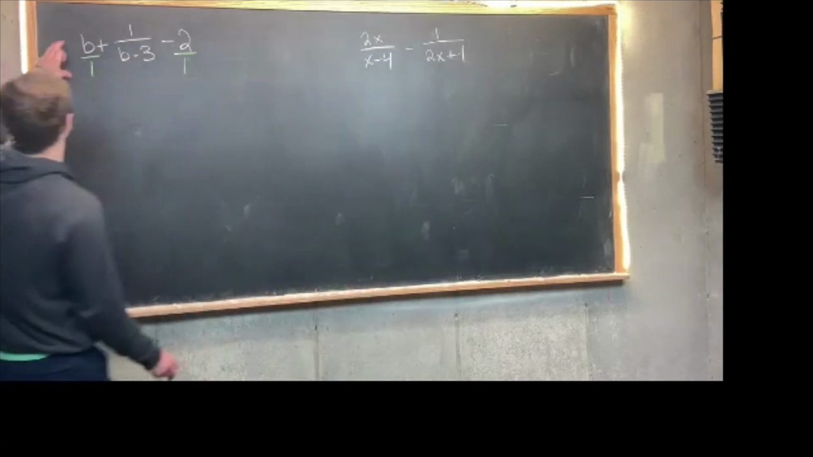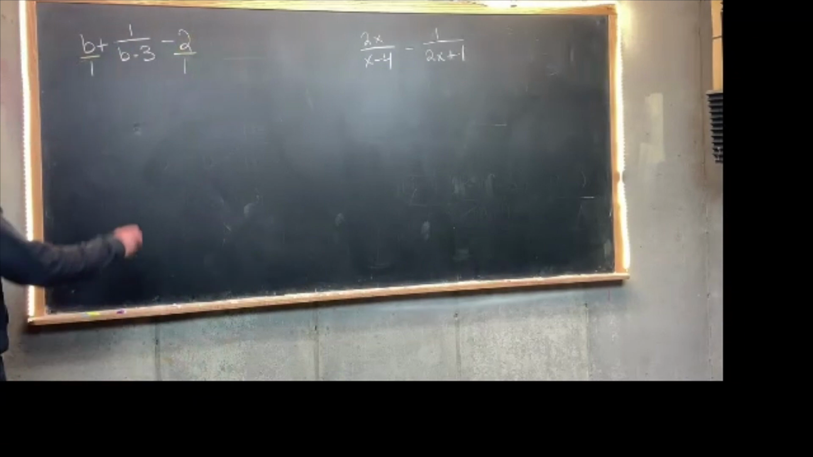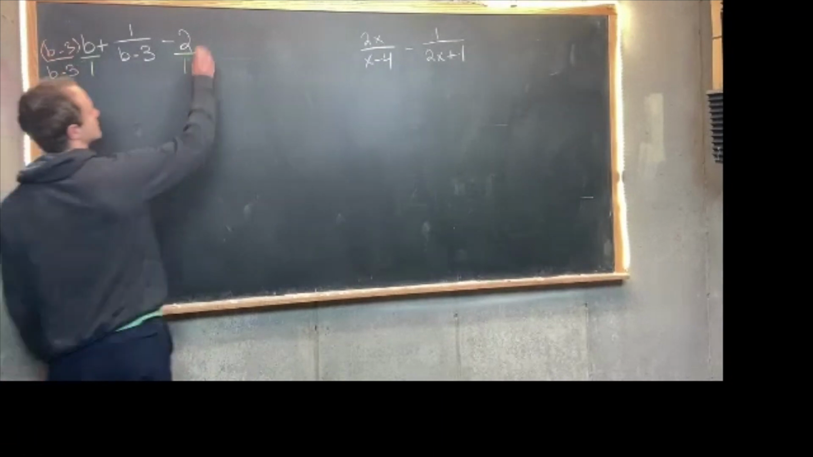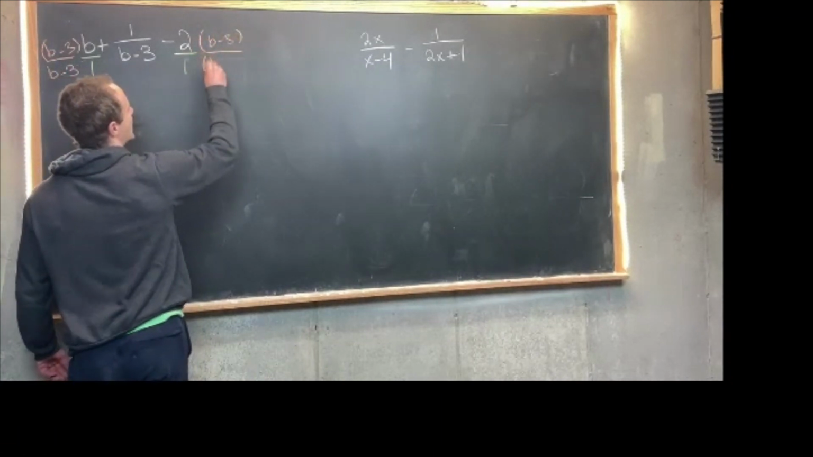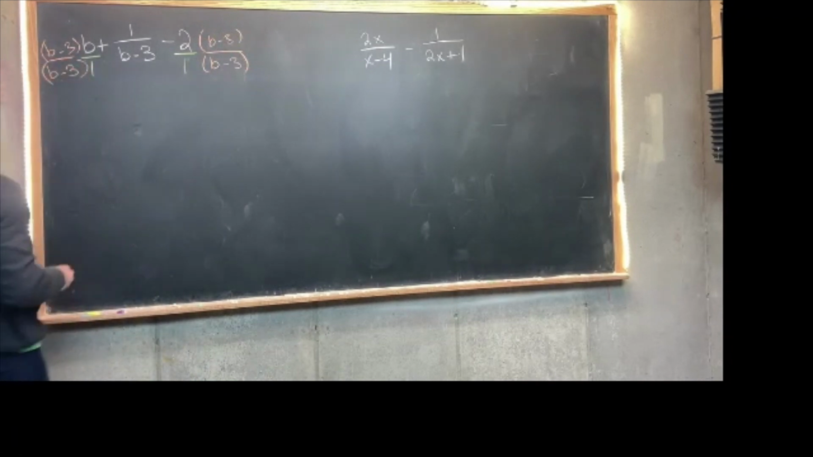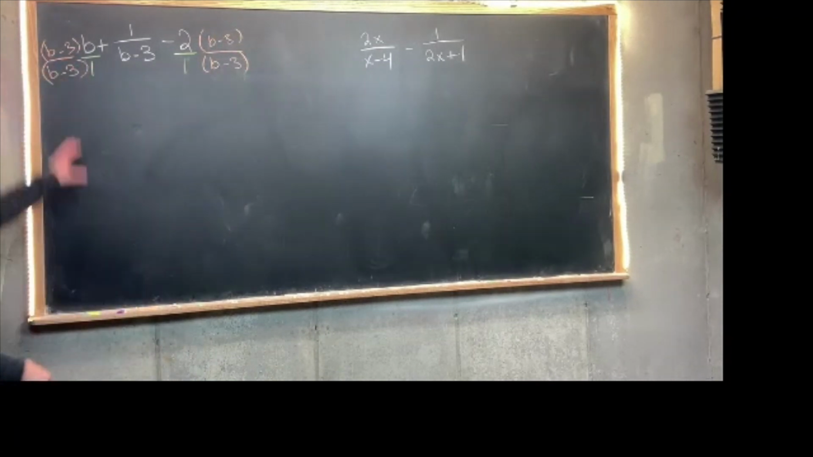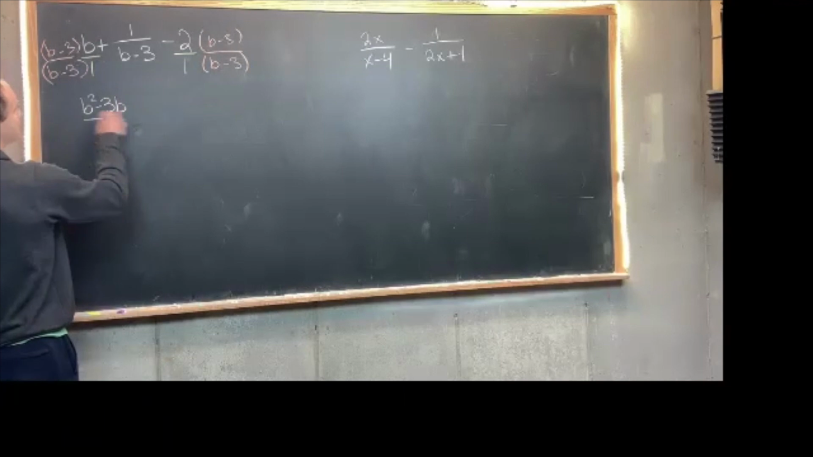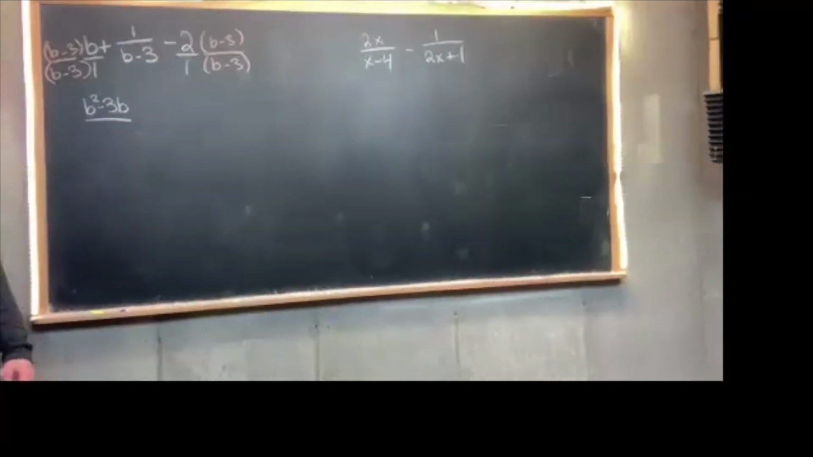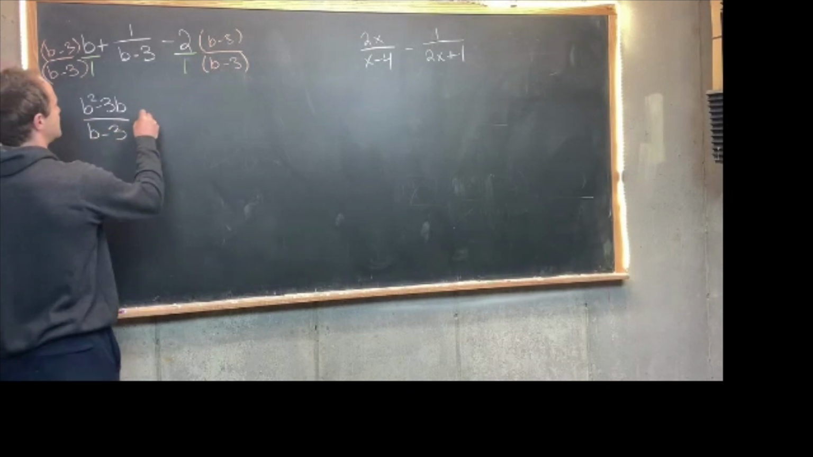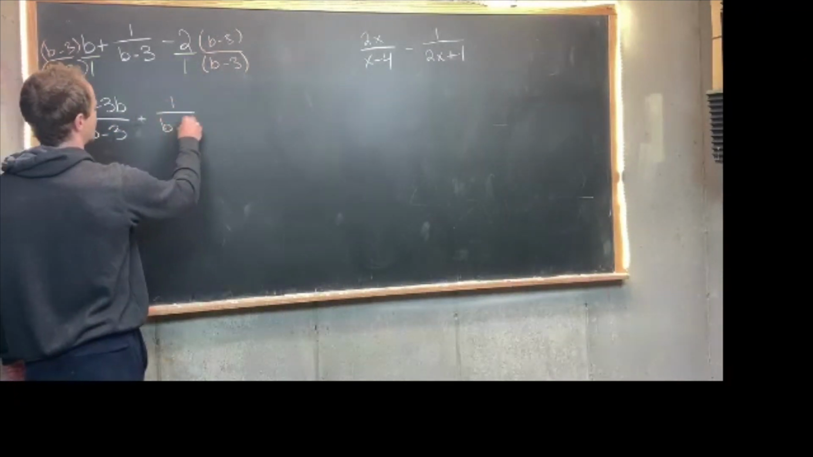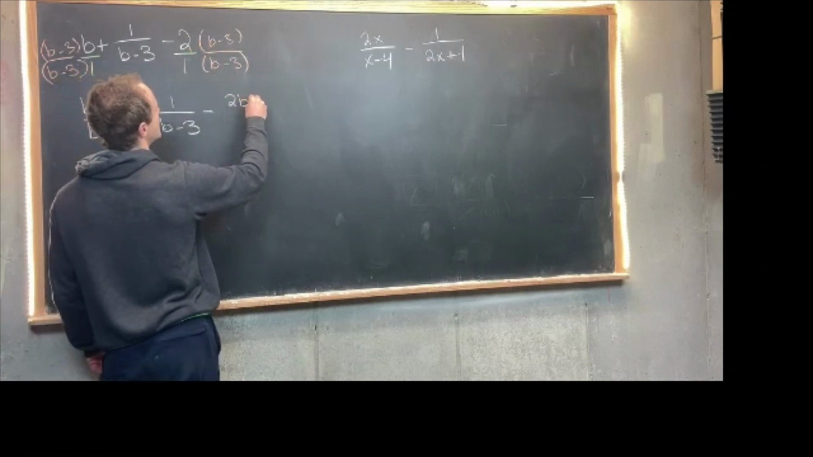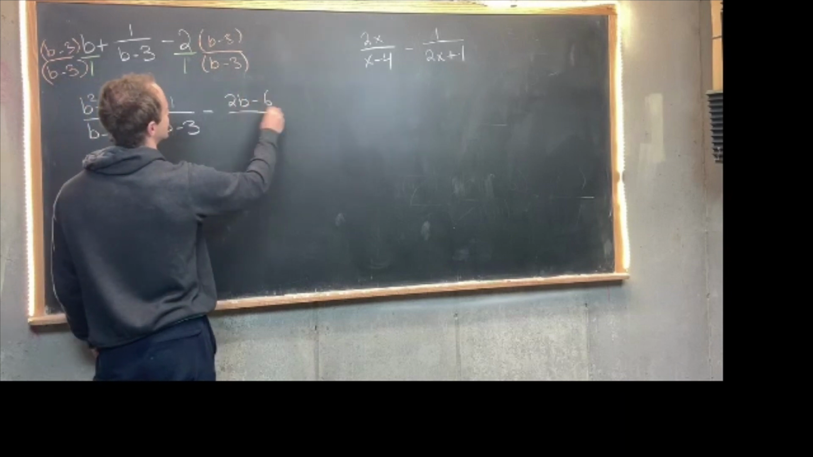That means we need to build each of these terms up until we have that same denominator. So I'll multiply this by b minus 3 over b minus 3, and then we'll do the same thing here. Multiply this by b minus 3 over b minus 3. All right, so let's see what that gives us. That's going to give us b squared minus 3b. That's what we get from distributing this b onto each of those terms over b minus 3. And then we have plus 1 over b minus 3. And then minus, well, now we distribute that 2 through. So that'll be 2b minus 6 over b minus 3.